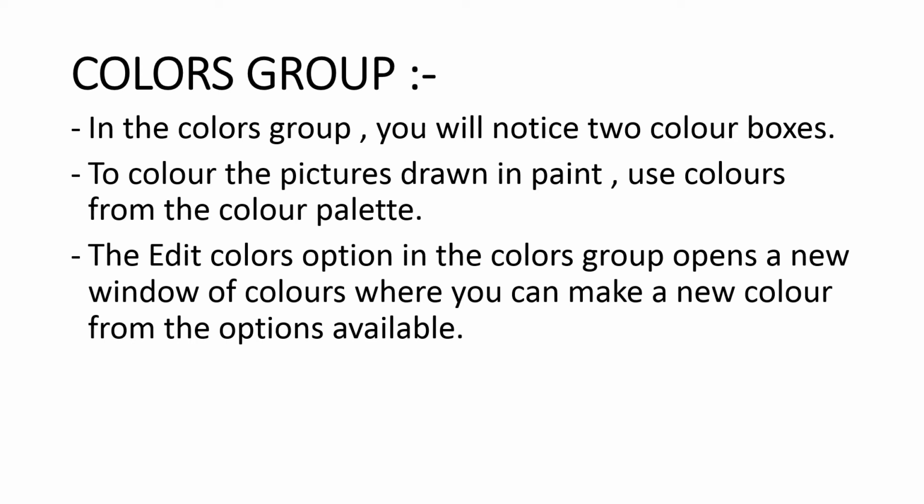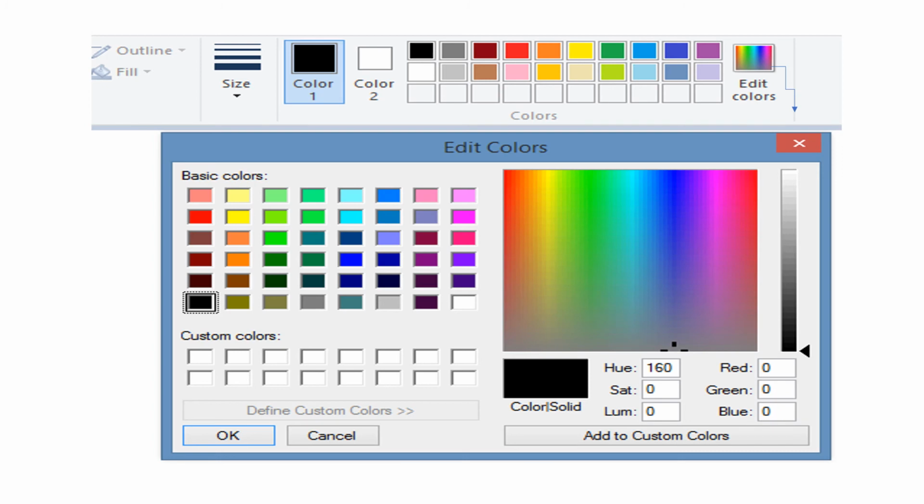On the screen you are seeing the colors section in the paint application. At the top you can see one ribbon, and inside that ribbon you can see one separate section, a separate group of colors. There are two color boxes, color 1 and color 2. Fine. Now we will see it practically, how to choose the colors option. So let us start quickly.